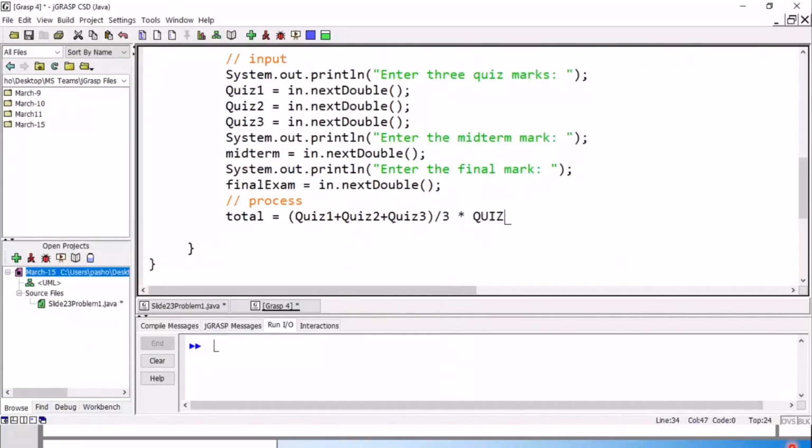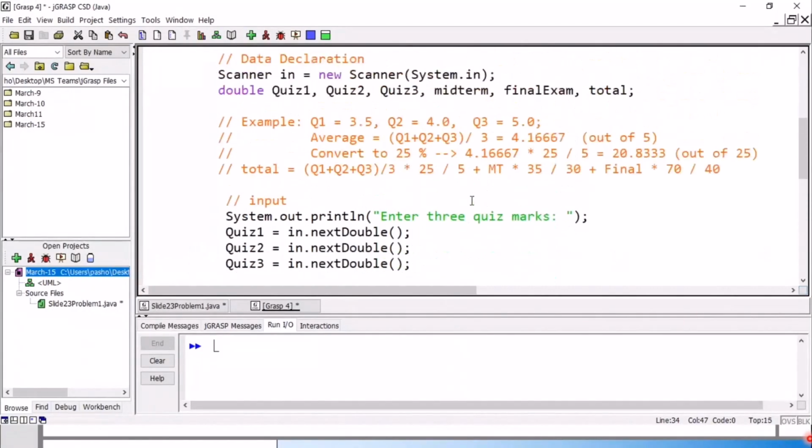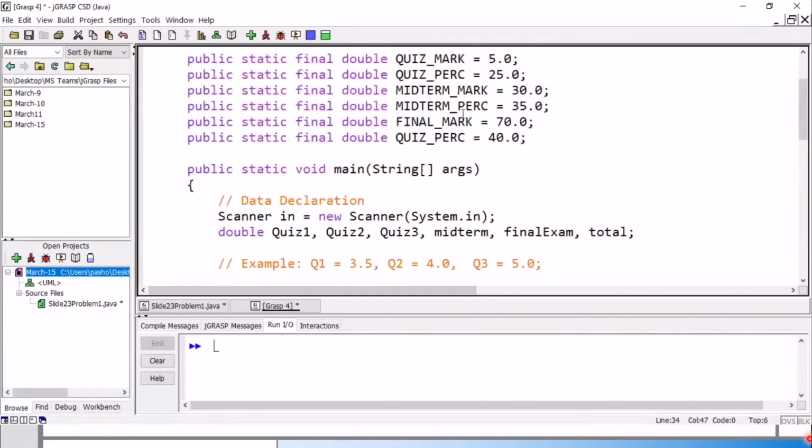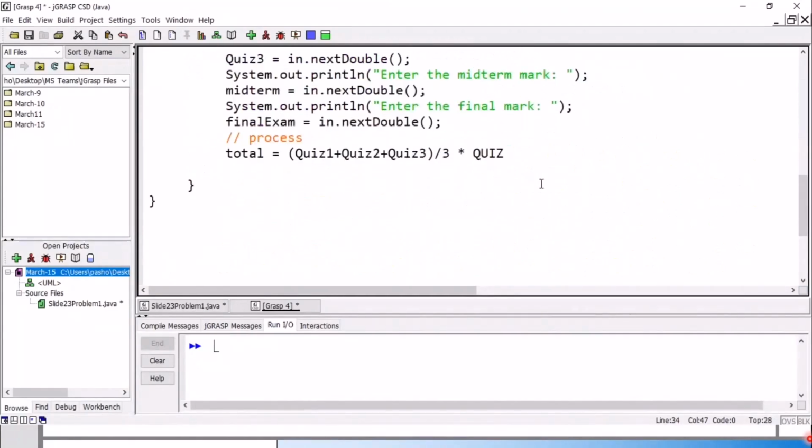So quiz, did I call quiz or quizzes? So I need to go back and check. I called it quiz mark. So it will be quiz percentage, the new value, the new scale, divided by quiz mark. If you make any misspelling, the compiler will tell you that you have an error.